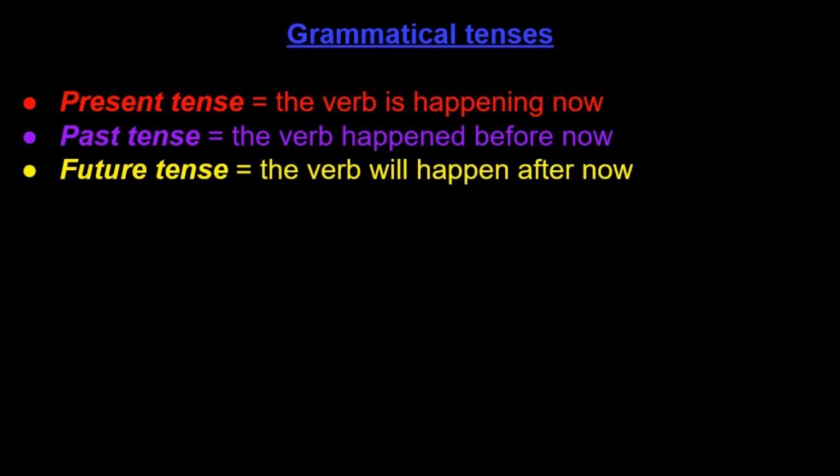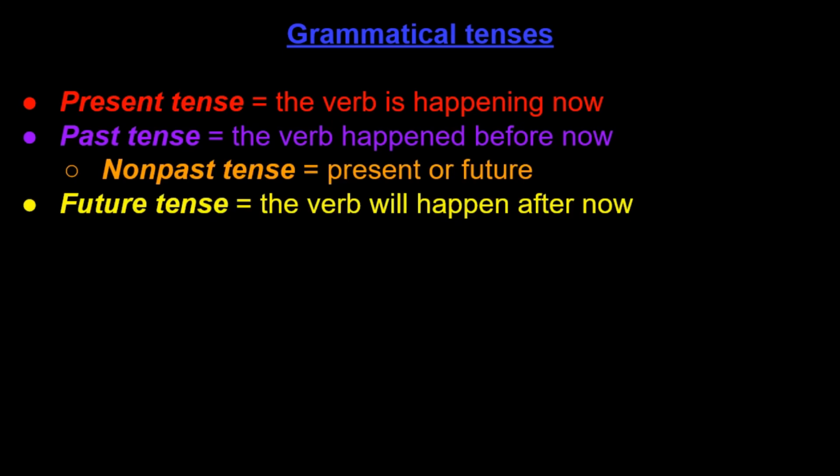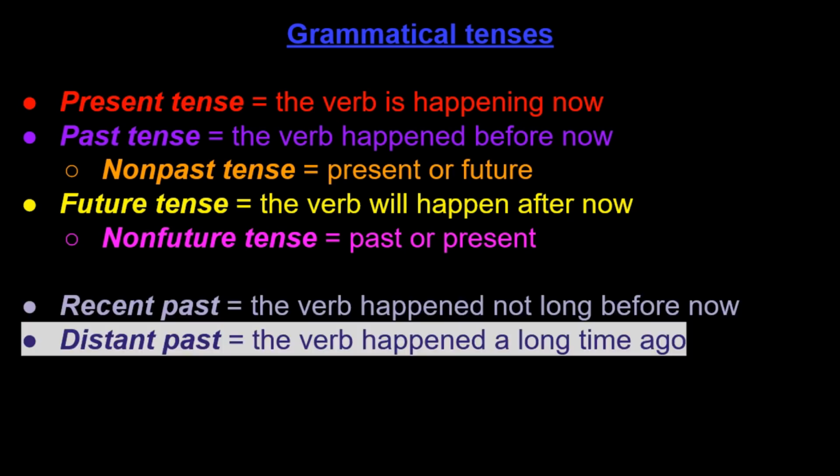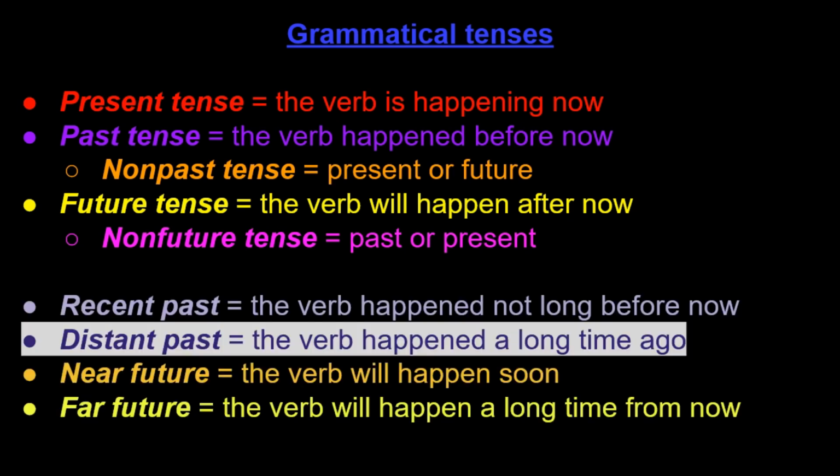These terms can also be combined for languages that have only two tenses. You may have past and non-past, or future and non-future, both of which are fairly self-explanatory. In addition, some languages specify past and future more, giving us the recent past and distant past, along with the near future and far future.